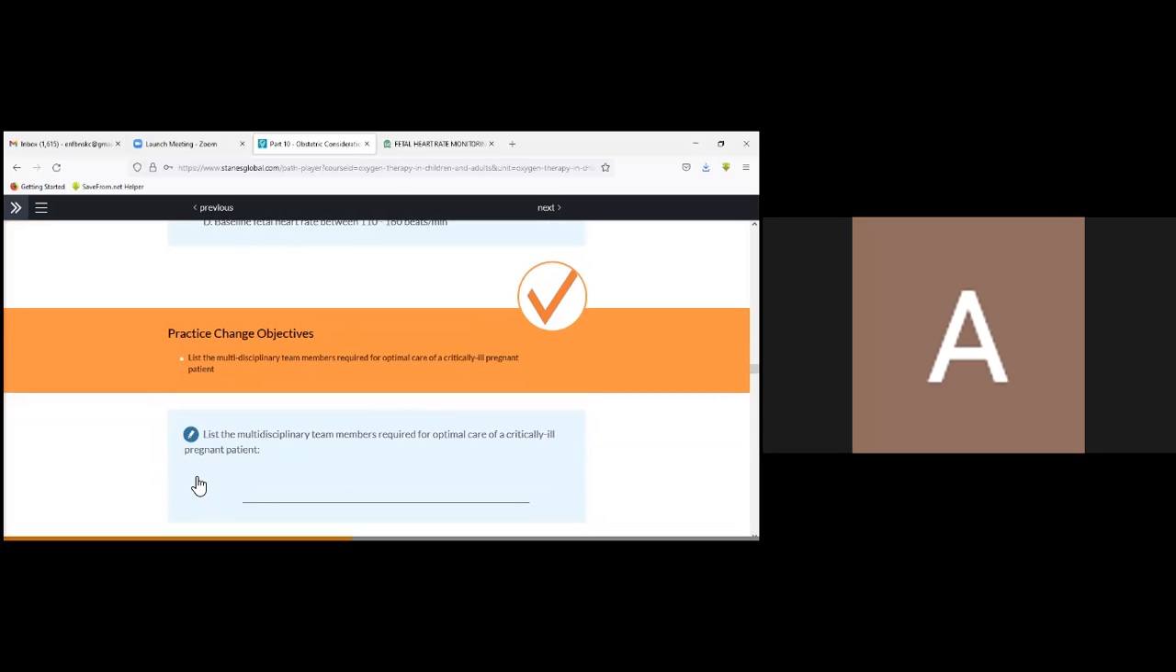All right, so we're talking about multidisciplinary team members. And there's a question which says, list the multidisciplinary team members required for optimal care of a critically ill pregnant patient. And just as is the tradition, you can type your answers in the chat box. In the next maybe 30, 40 seconds, just list the members of the multidisciplinary team required for optimal care of a critically ill pregnant patient.